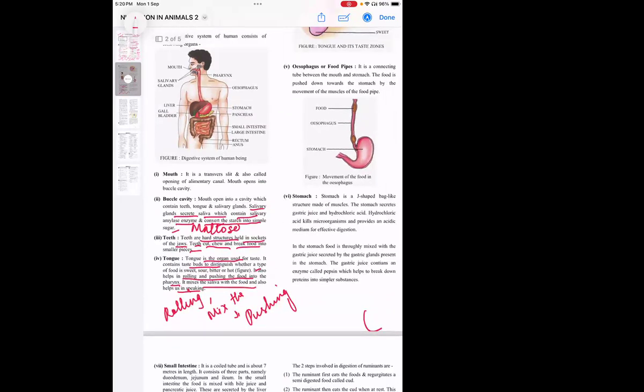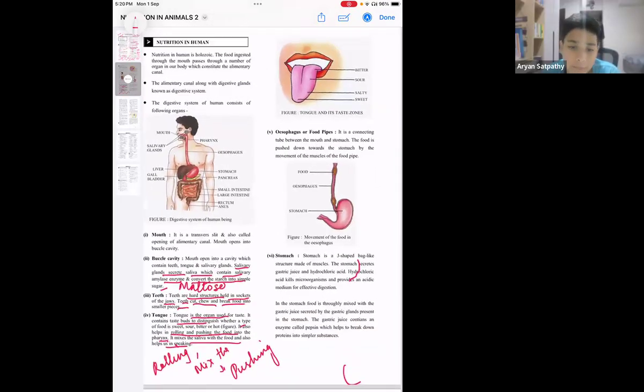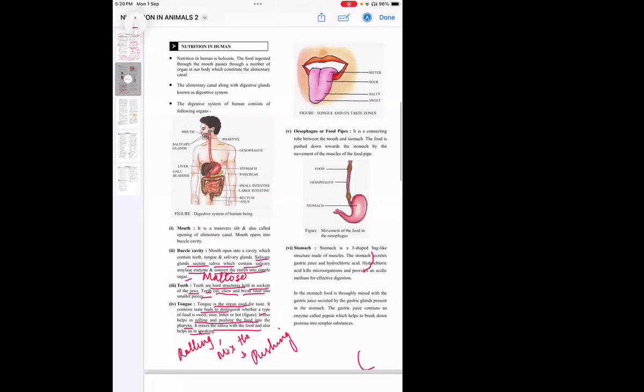Ma'am, could you please explain the buccal cavity once more? The buccal cavity is basically the mouth, which opens into the cavity.